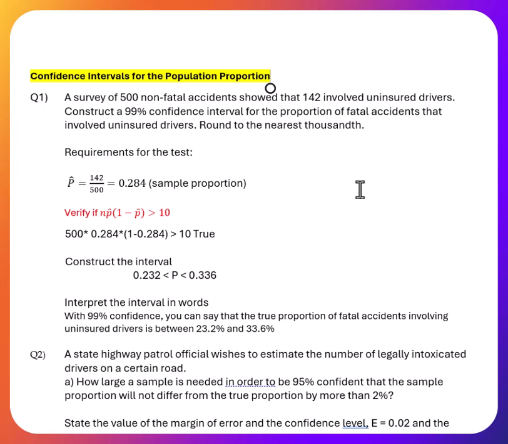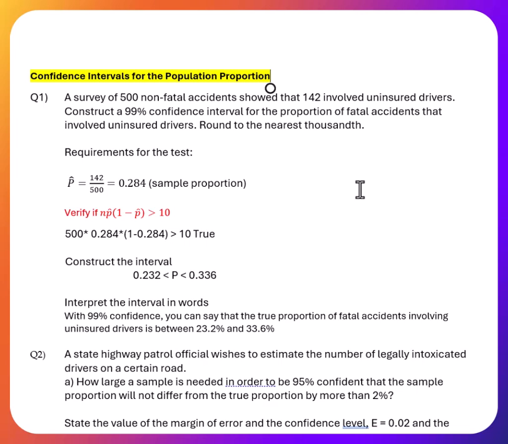A survey of 500 non-fatal accidents showed that 142 involved uninsured drivers. So out of 500 non-fatal accidents, 142 of those involved uninsured drivers who were driving without car insurance. Construct a 99% confidence interval for the proportion of non-fatal accidents that involved uninsured drivers. So we have information from the sample. We need to generalize to the entire population of all non-fatal accidents.